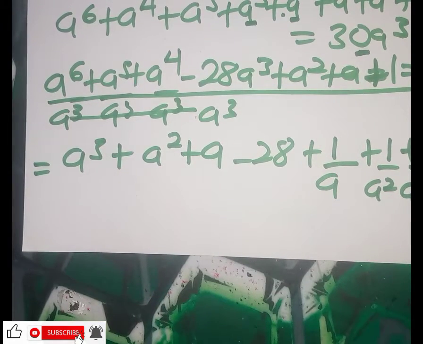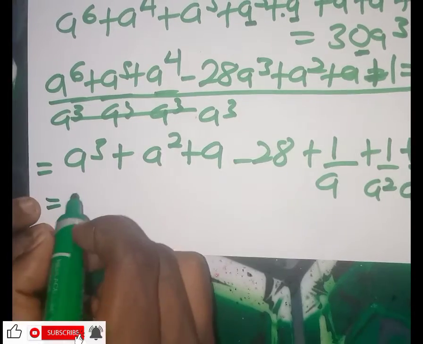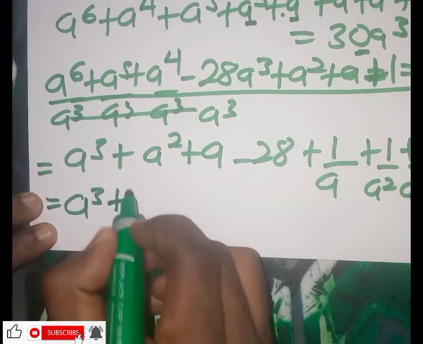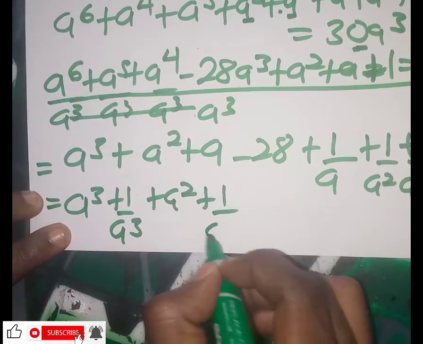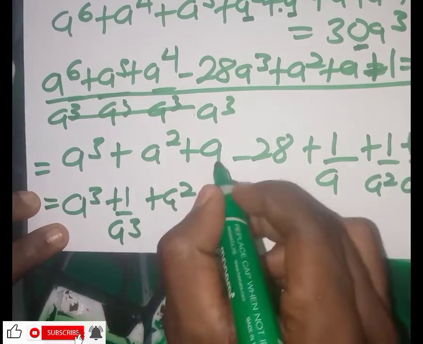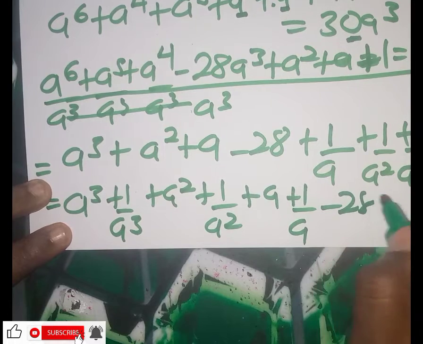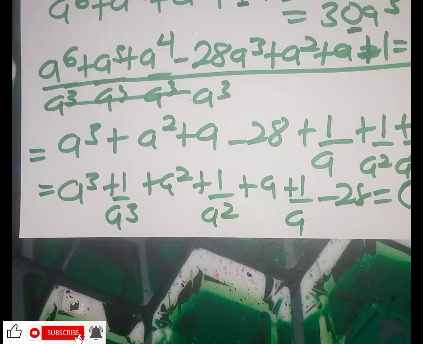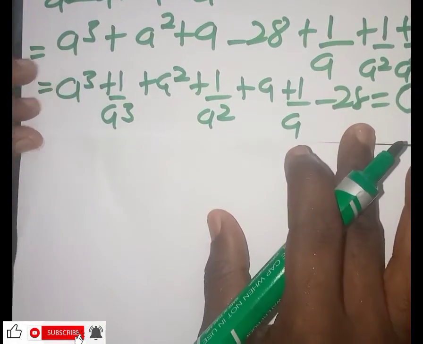Now what do we have to do? We've grouped items, we've done everything, so let's go ahead and group items. Yes, we can go ahead and group items with the exponent. So we have a cube, we also have 1 over a cube, so a cube plus 1 over a cube, plus we have a squared plus 1 over a squared, plus a plus 1 over a, minus 28 here being equal to 0, right? Now from here what we do is to do some comparison over here.